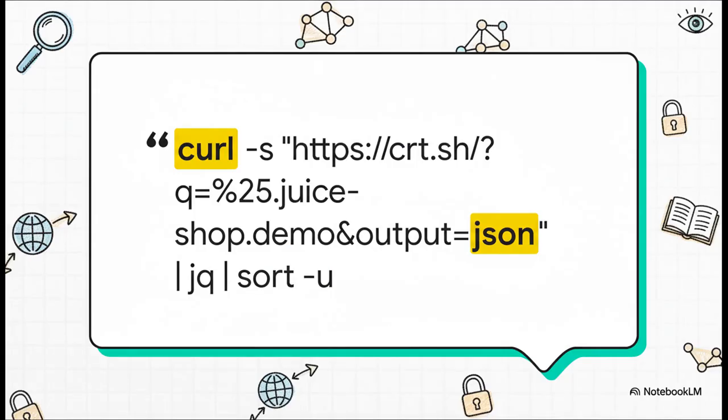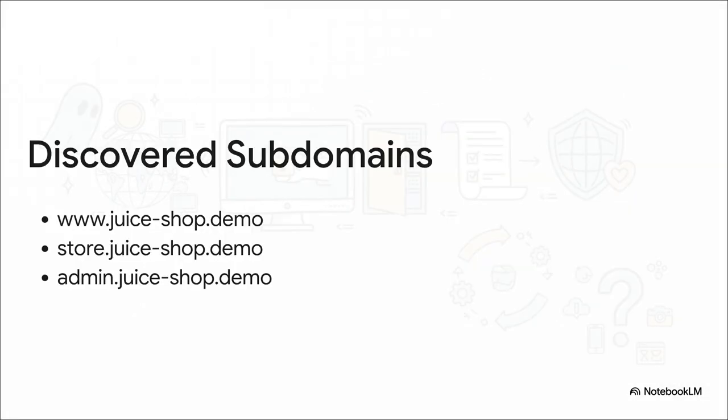Now, this command might look a little crazy, I get it, but really all it's doing is asking that giant public library, crt.sh, a really simple question. It's just saying, hey, show me every single server name that's ever been registered for our target, juiceshop.demo. And here's where it gets really good.